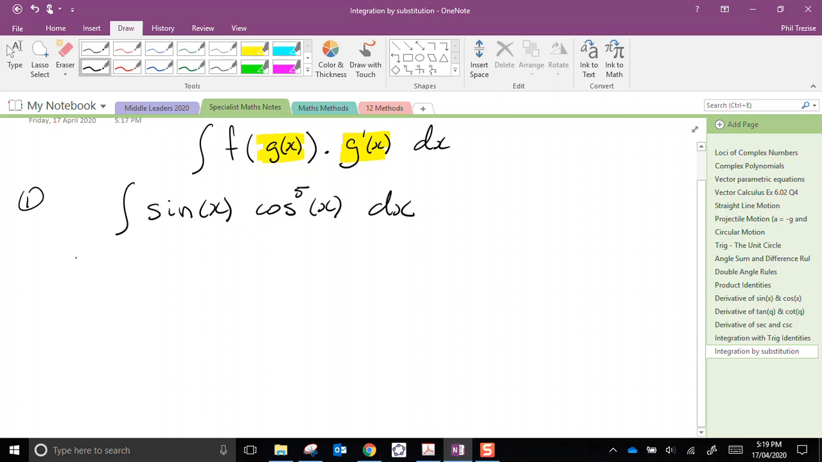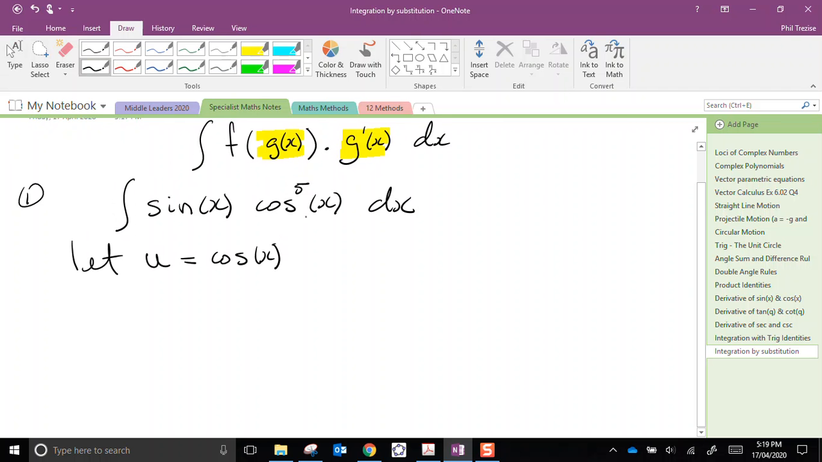So I will say let u equal cosine of x. And then cosine of x is like the embedded function, and the power of 5 is I suppose the algebraic function raising to a power of 5. And what are we raising? We're raising cosine of x, which is the embedded function inside the algebraic function.